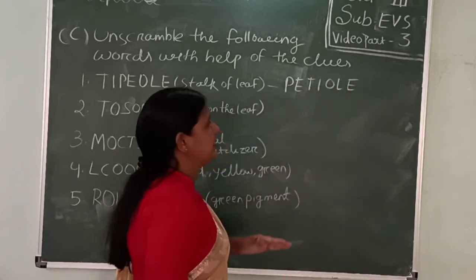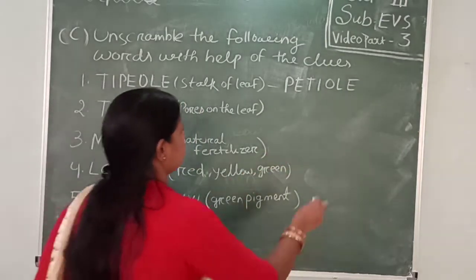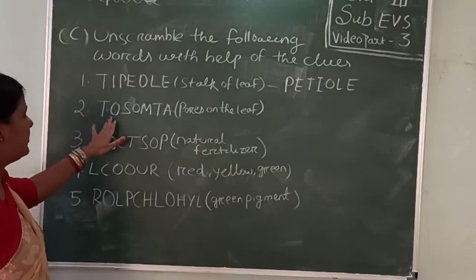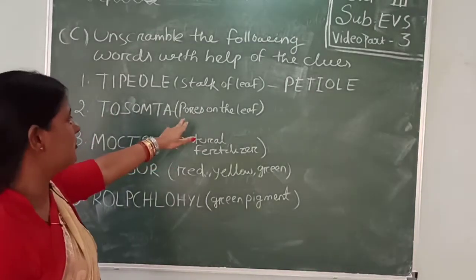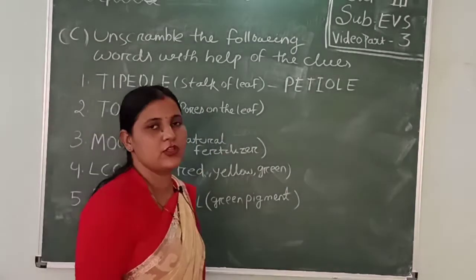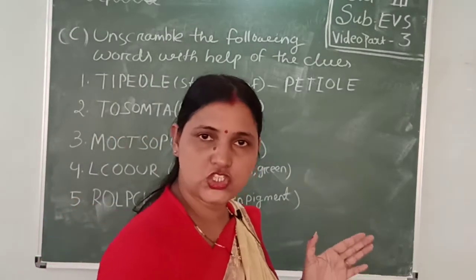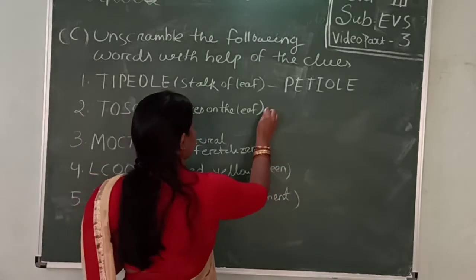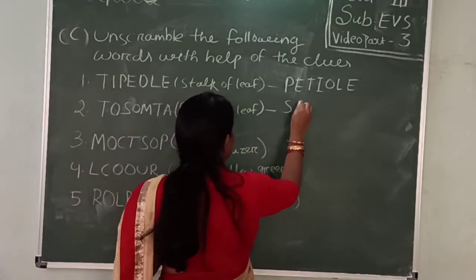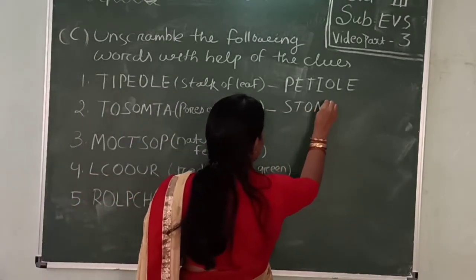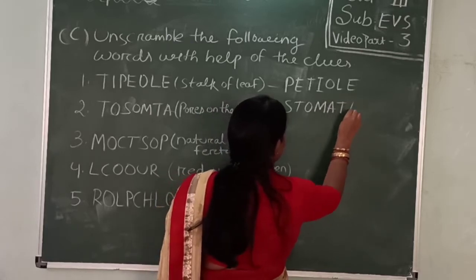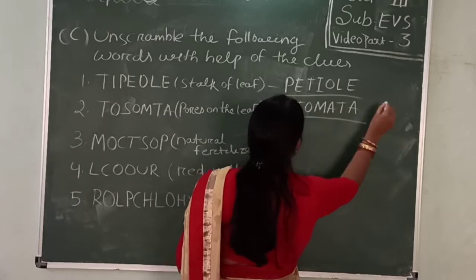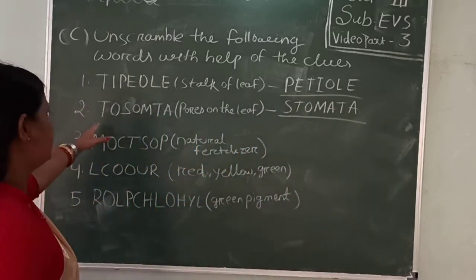P-E-T-I-O-L-E, petiole. Okay. Then number 2, the clue is pores on the leaf. The pores on the leaves are called stomata. So your correct word is stomata. You write the correct spelling of stomata. S-T-O-M-A-T-A. Okay. The answer is stomata. This is the correct spelling of this unscrambled word.